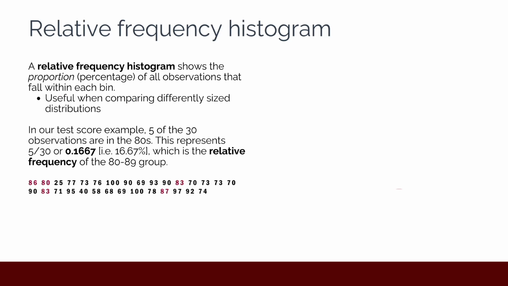So if we now focus on a different bin, but the same data, 5 of the 30 observations are in the 80s. You can see them highlighted here in red. There are 30 observations in total. So 5 divided by 30, or 16.67%, of our observations lie in the 80 to 89 bin. And this is what we then call the relative frequency.